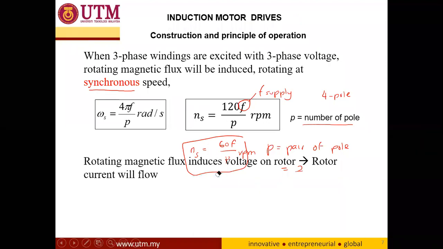Cannot erase this. Why? When we have the flux induced in the stator, the flux in the stator will also induce a voltage on the rotor. So when we have a voltage induced inside the rotor, a current will flow inside the rotor.